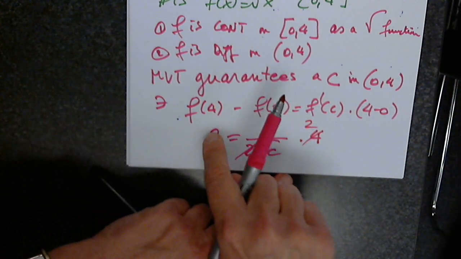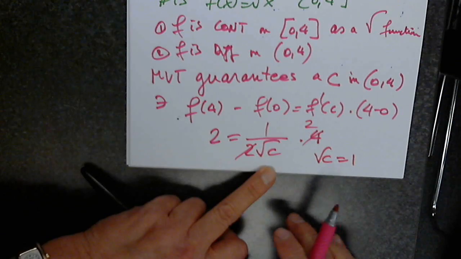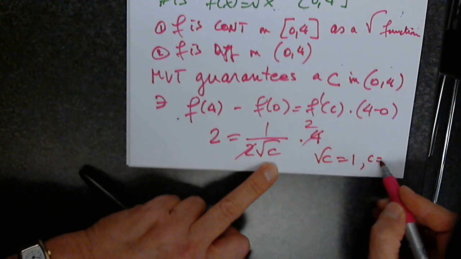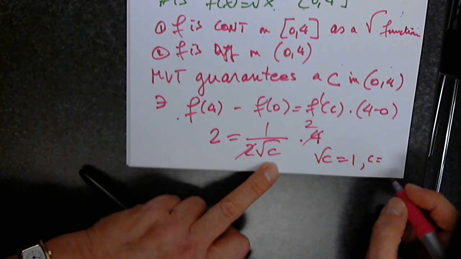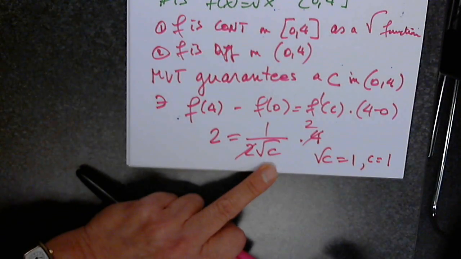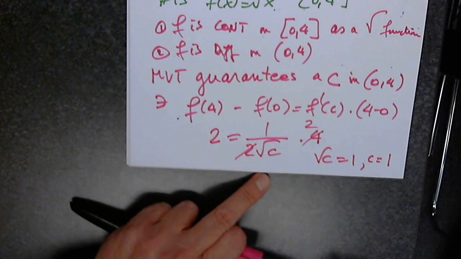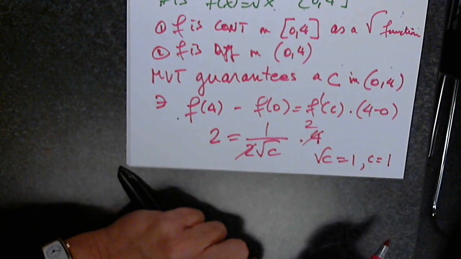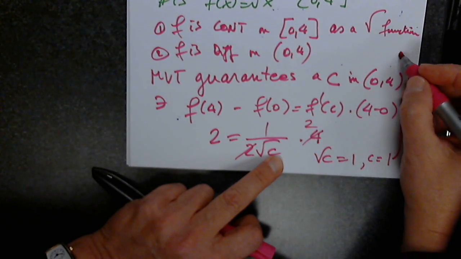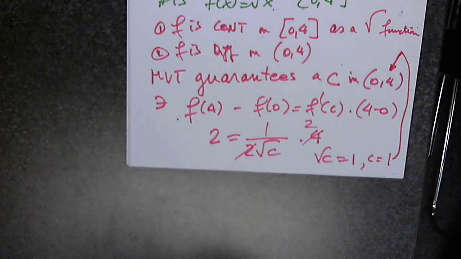and then move the square root of C to be 1. So therefore C equals, when you square both sides, just 1. So indeed, C is between 0 and 4. Any questions?